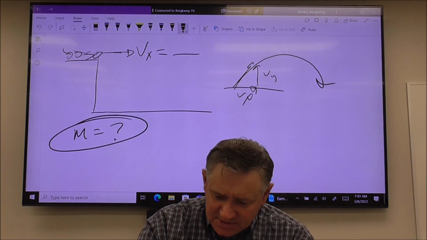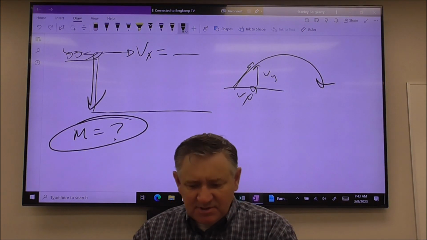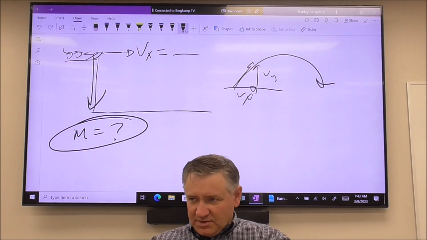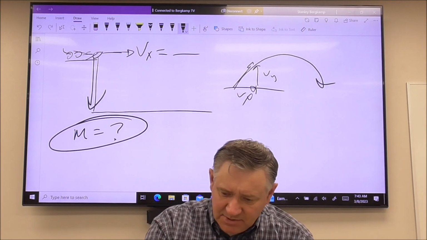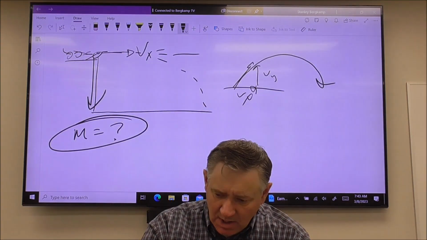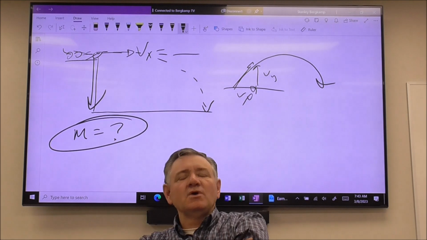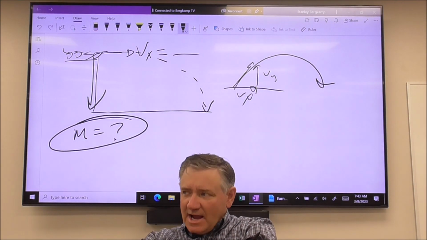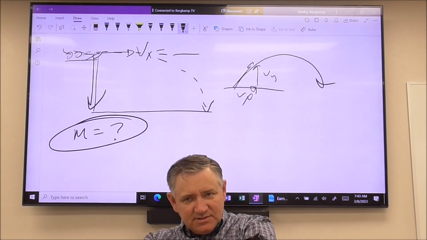Here's the other thing. You have two situations. Situation number 1, I'm going to drop the car and it's going to fall straight down. Situation number 2, I'm going to shoot the car off the cliff like this. What you have to understand is that both of those are going to land at the same time. And here's the reason why.